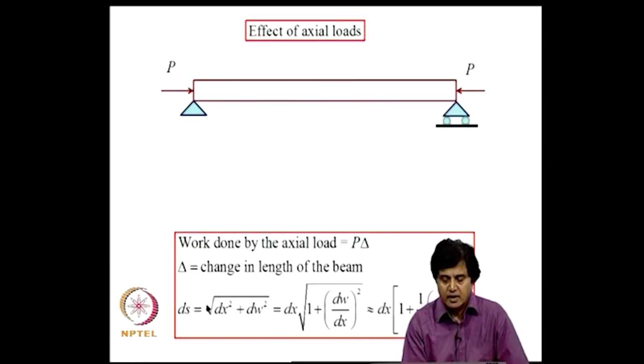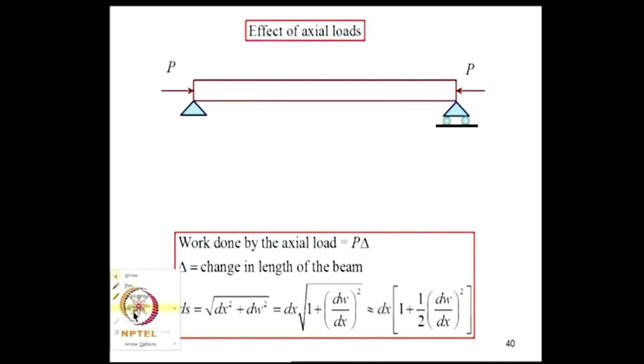Now, how about axial loads? Let us consider a beam which is carrying axial load. Because of these axial loads, the deformed shape of the beam will be like this. After deformation, the beam will come somewhere here, and this P into this delta will be the work done due to the axial load. That we need to include in our calculations, which we have not done, because we have not considered the effect of P in the earlier calculation.